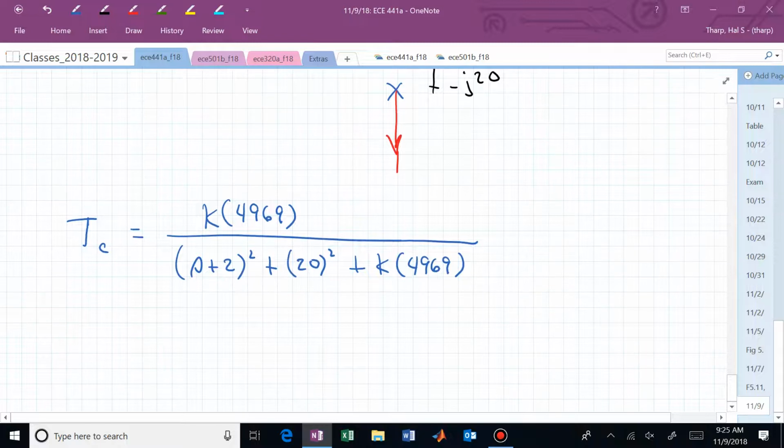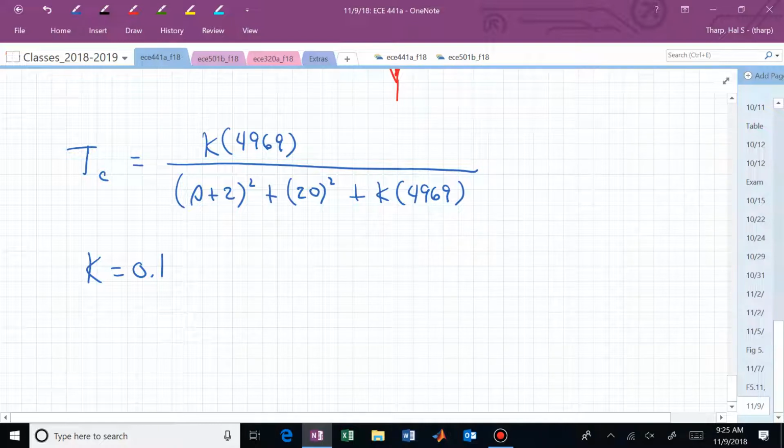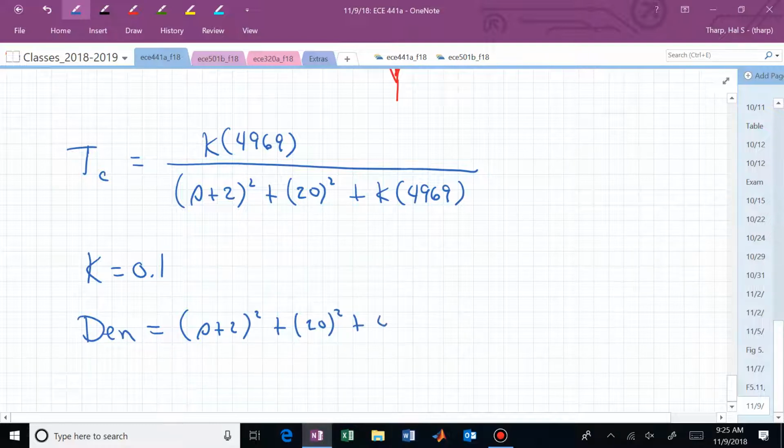What if, we know it's not going to do very well if we crank up the gain a lot. Let's just look at a small k so that we're just inching a little bit vertical relative to where we started, which was minus 2 plus and minus j20. Suppose we let k equal 0.1. Now I can do the math, right? The denominator is now (s plus 2) squared plus 20 squared plus 496.9.